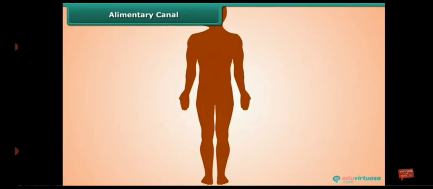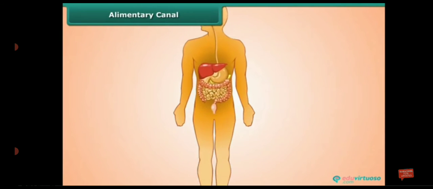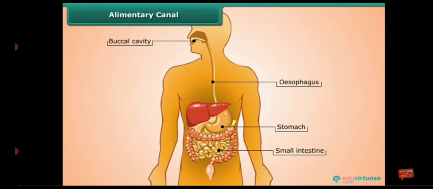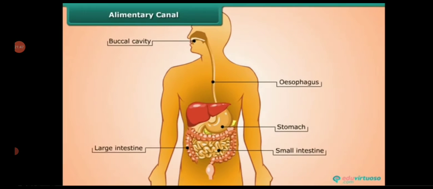You will be surprised to know that the food inside our body passes through an alimentary canal, or simply the digestive tract. It consists of the buccal cavity, food pipe or esophagus, stomach, small intestine, large intestine, and the anus. Now let us know what happens to the food in the different parts of the digestive tract.